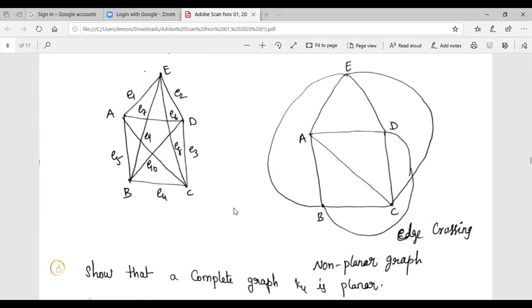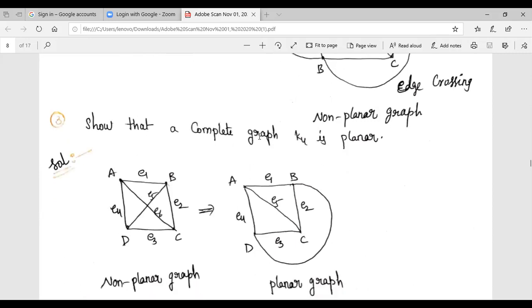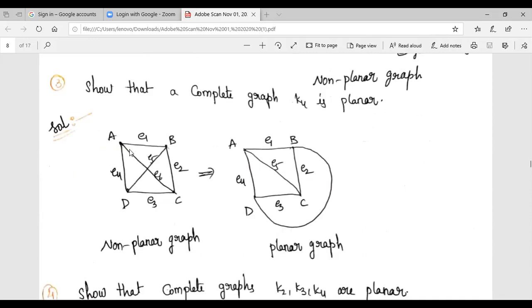Okay. So show that a complete graph K4 is planar. So, complete graph with 4 vertices: A, B, C, D. Now we consider the non-planar drawing of 4 vertices. So A to C, B to D, these are the edges. So now we draw this graph to see whether this graph is planar or not.